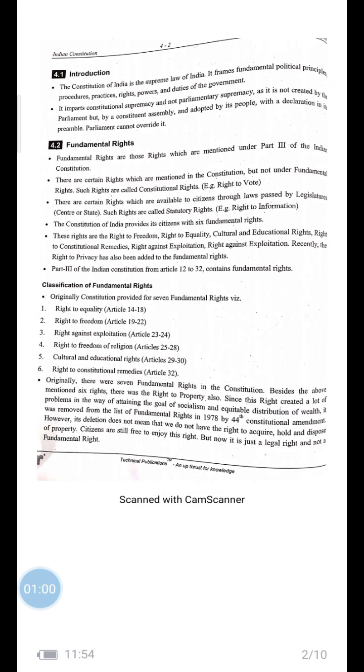First of all, introduction. The Constitution of India is the supreme law of India. It frames the fundamental political principles, procedures, practices, rights, powers, and duties of the government. So it imparts constitutional superiority and not parliamentary superiority, as it is not created by the parliament, but the constitution is assembled and adopted by its people, as declared in the preamble, so the parliament cannot override it.